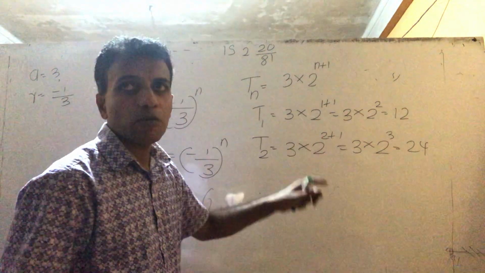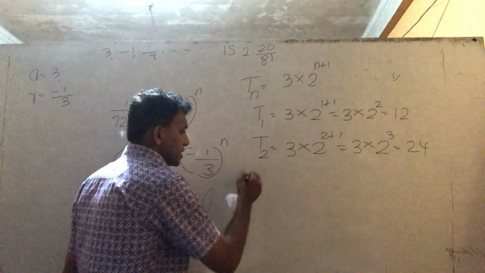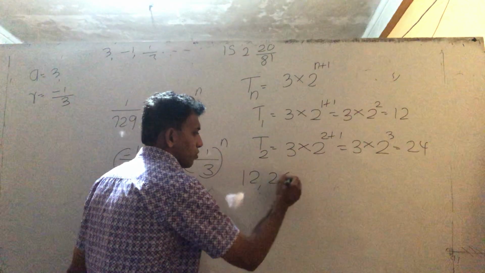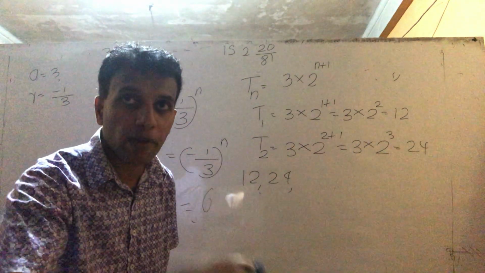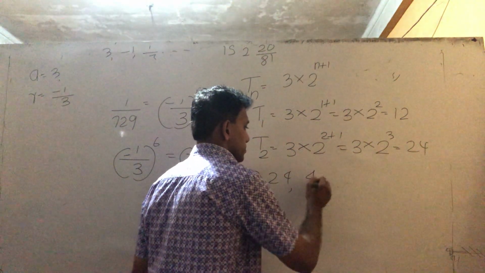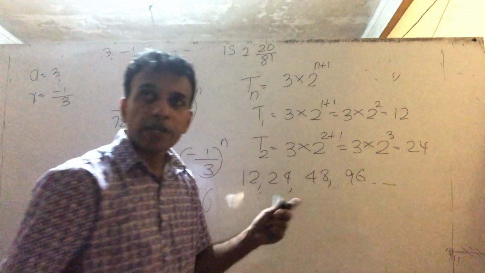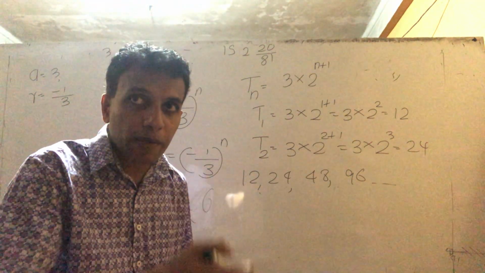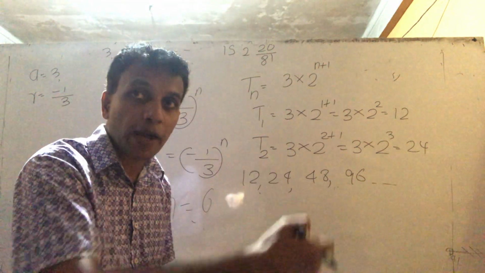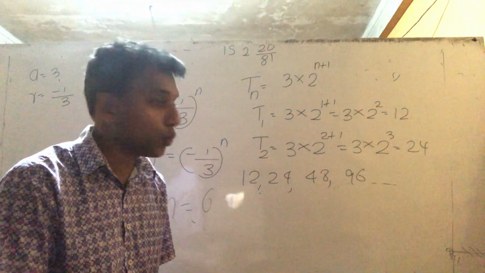Oh, you see the third term also. But it's very clear. See, first is 12, then 24. What happened? Multiply by 2. Multiply by 2, so 48. Multiply by 2. Then you tell this series continues by multiplying by 2.